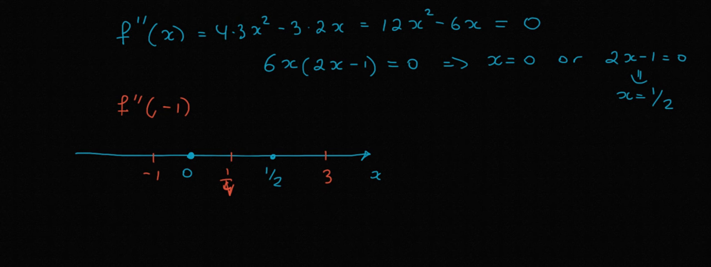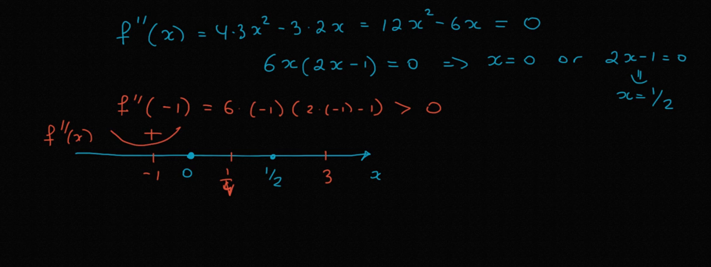If I plug in the value of x equal to -1 into the second derivative, I'm going to get 6 times -1 times 2 times -1 minus 1. And so it's a product of a positive, a negative, and another negative, and the result is going to be a positive result. And therefore, our second derivative will be positive on the first segment, and the function will be concave up.